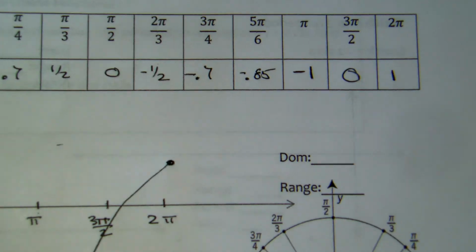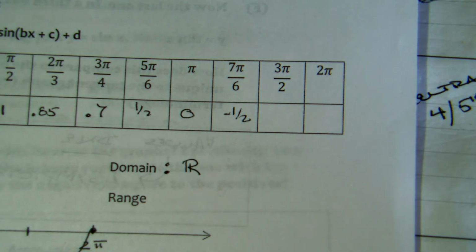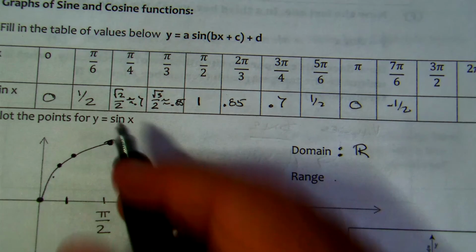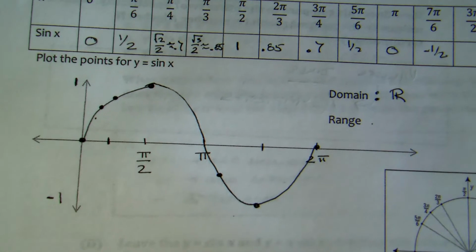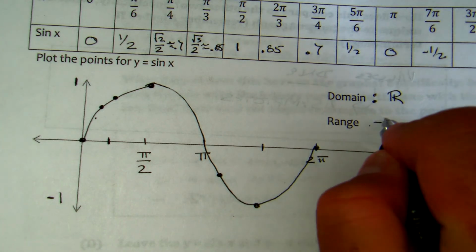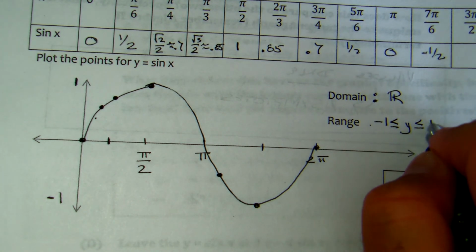Now, what are some of the things? So domain and range. Domain is all the possible values of x. Well, for sine, we're going to have all real numbers. The domain gets affected when we start doing tangent and cotangent. For range, you have to see where it tops out and bottoms out. In other words, it tops out at 1 and bottoms out at negative 1. So the range is simply the inequality from negative 1 to positive 1.